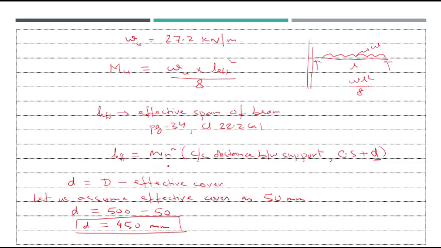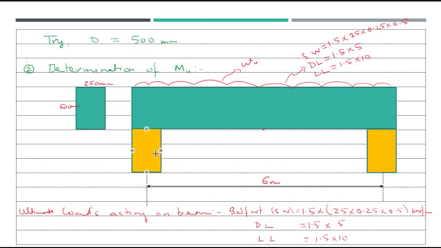Now as per this, what is your effective span? If I want to know the effective span, the center to center distance between support is 6 meter. Then clear span plus d. So let us see what is the clear span. This distance will be your clear span. Can you tell me what will be the clear span?